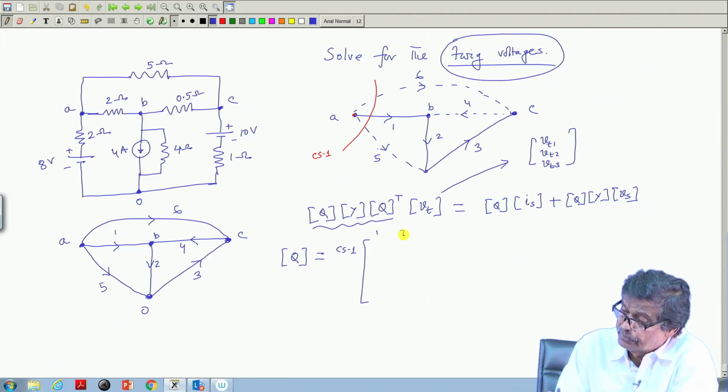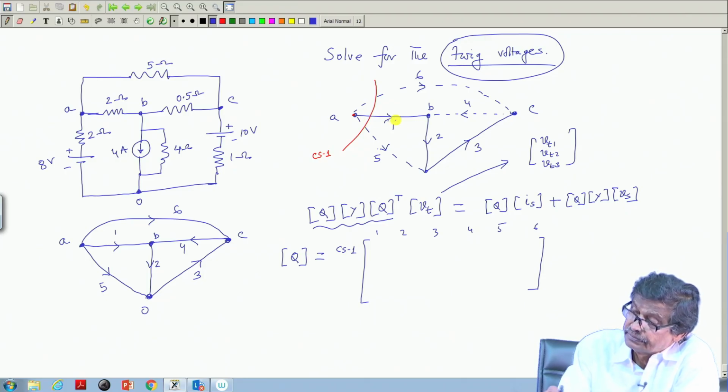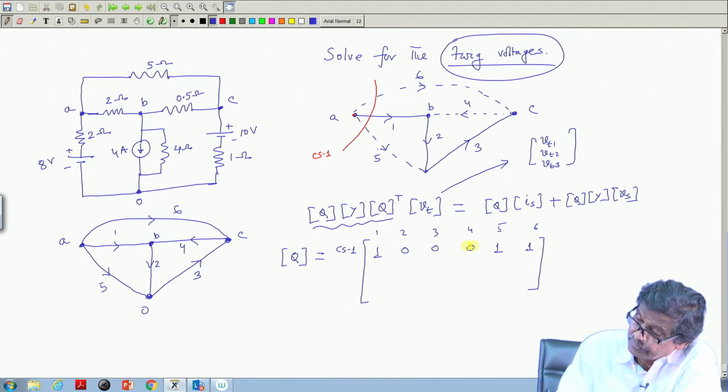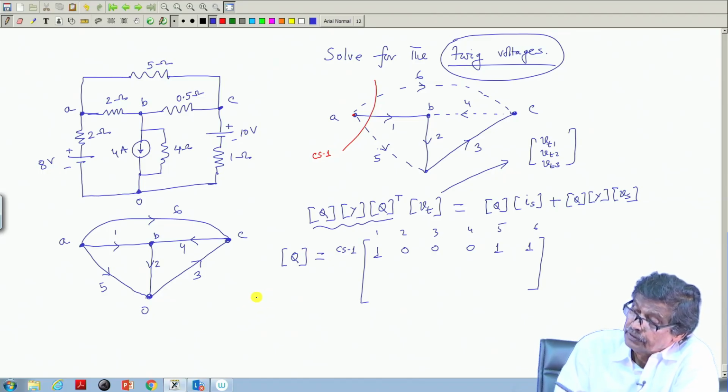So, 1, 2, 3, 4, 5, 6, you write, and then you see the direction of 1. This twig you assign plus sign from left to right. So, plus 1, 6 and 5 are also from left to right. See, 1, 4, 5, 6 are involved. So, this will be also plus 1, and all other will be 0. This is cut set 1. Why have I named it 1? Because twig 1 is involved.